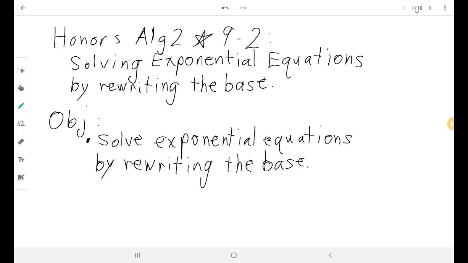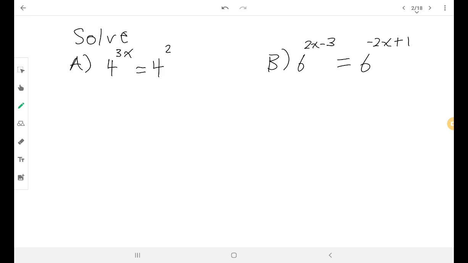Hello, Honors Algebra 2. We're going to talk about section 9.2, called Solving Exponential Equations by Rewriting the Base. Our objective is to solve exponential equations by rewriting the base. Pretty straightforward. So let's take a look at our first two problems, actually.